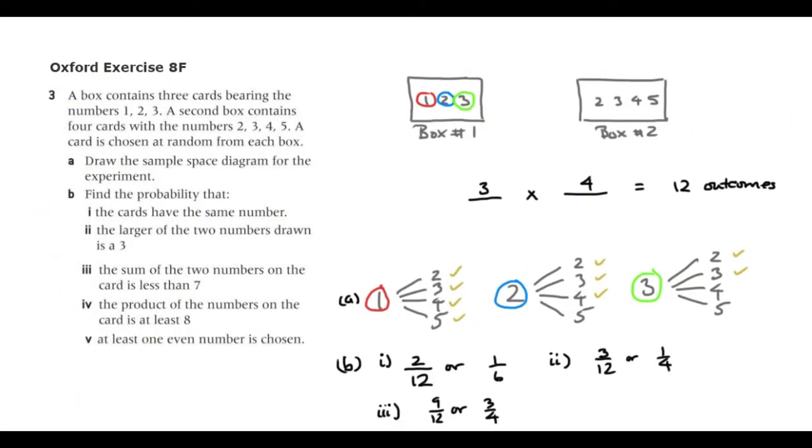Okay, Roman numeral 4, the product of the numbers on the cards is at least 8. I guess I'll get rid of these little checks, because we're going to start fresh again. The product of the numbers is at least 8, so 8 or bigger, of course. So let's go through and say, is the product bigger than 8? No, that's 2, 3, 4, and 5. So none of those have a product bigger than 8.